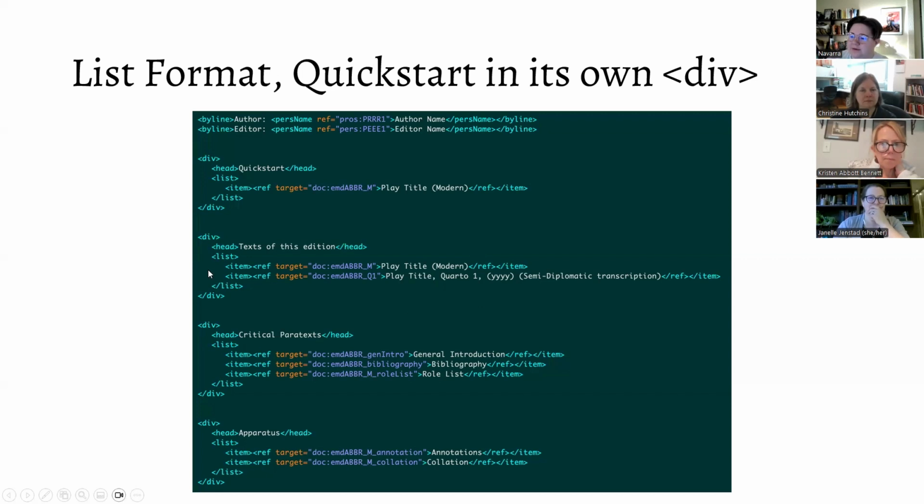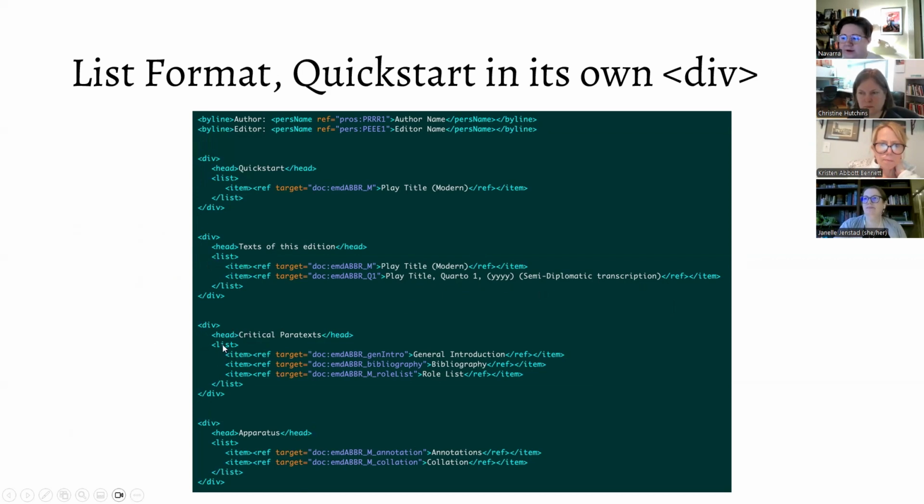Then you'll give a second div. This one is for the text of your edition. It will give your modernized text again, and then it will give your semi-diplomatic text or semi-diplomatic texts, plural. And for those, you'll give your play title. Is it Quarto 1, Quarto 2, first folio? You'll give the year that it was published, and then in parentheses, semi-diplomatic transcription. If you are working on QME, however, you will still say old spelling text, but other anthologies, semi-diplomatic transcription.